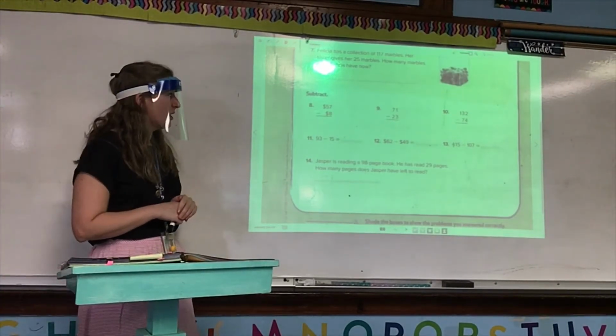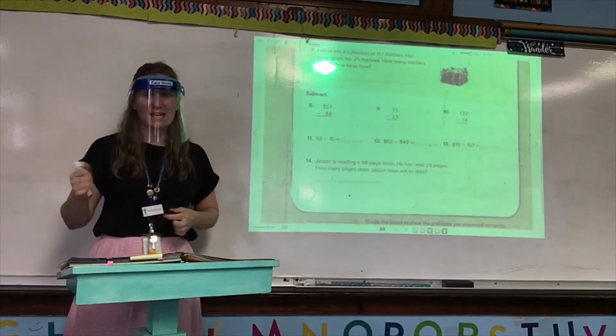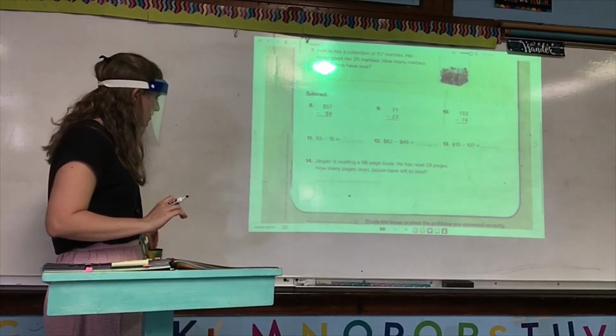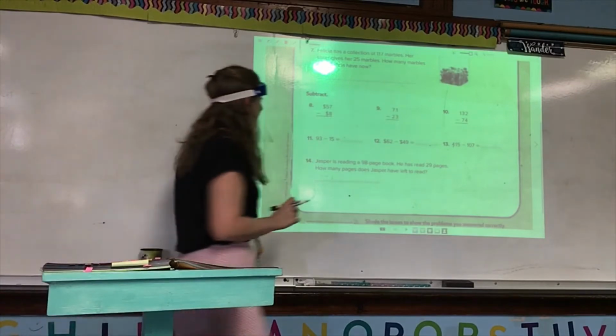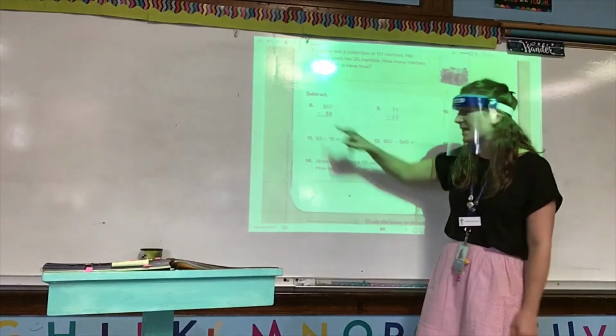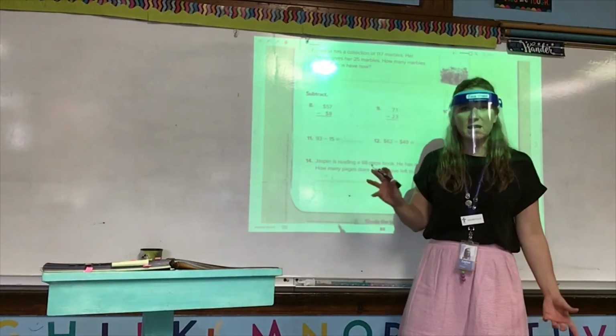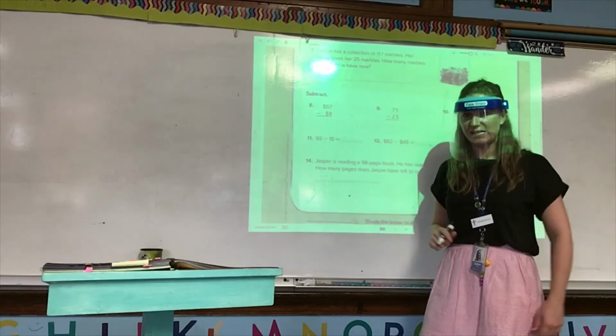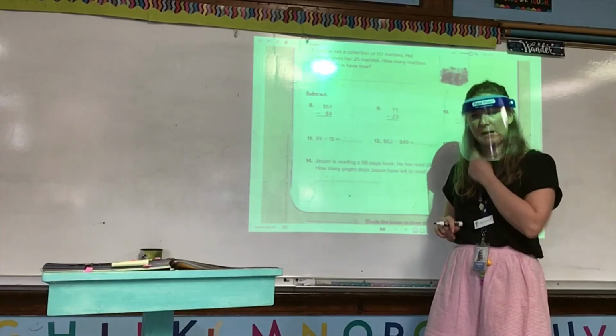Okay, so for numbers 8 through 14, we are subtracting. Smith, number 8, we have $57 minus $8. Just like with addition, we always start in the ones place. So we have 7 minus 8. Can we do that, Smith?